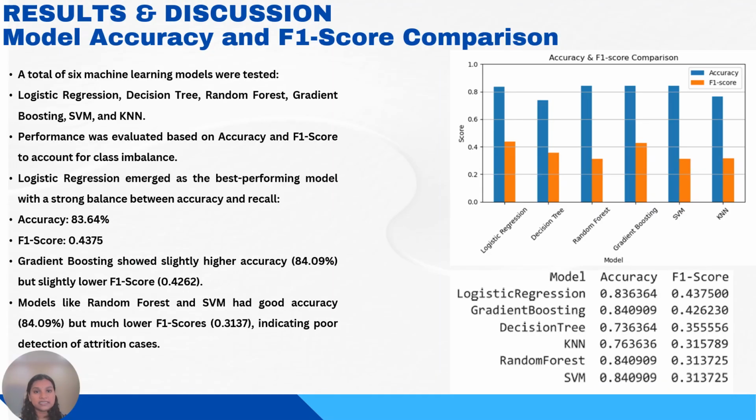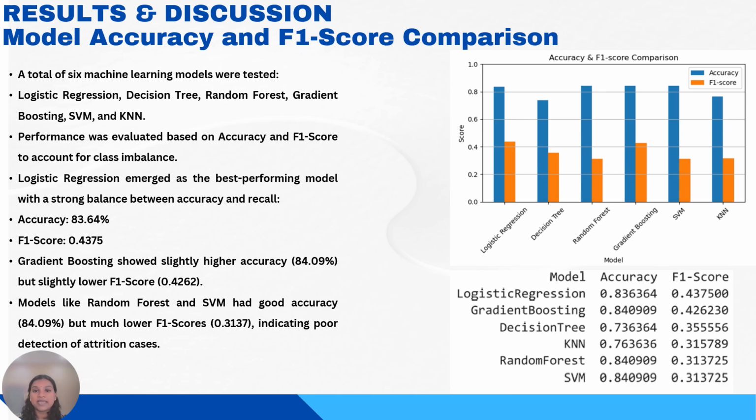Next, in this study, 6 machine learning models were tested: logistic regression, decision tree, random forest, gradient boosting, SVM, and KNN. We evaluated each model using both accuracy and F1 score to ensure fair comparison, especially since the data had class imbalance. Logistic regression emerged as the best performing model with an accuracy of 83.64% and the highest F1 score of 0.4375, showing a strong balance between precision and recall.